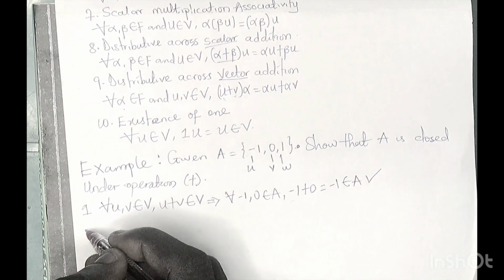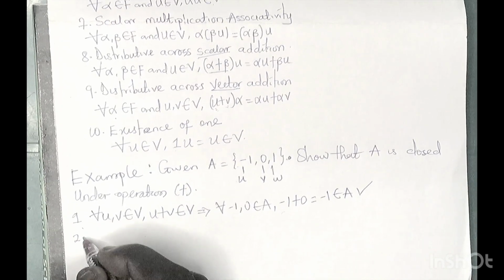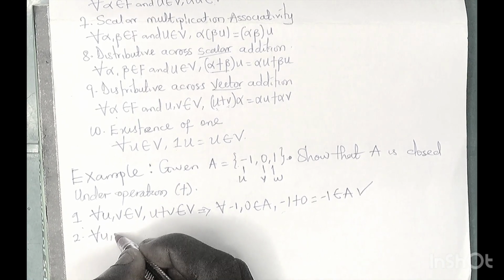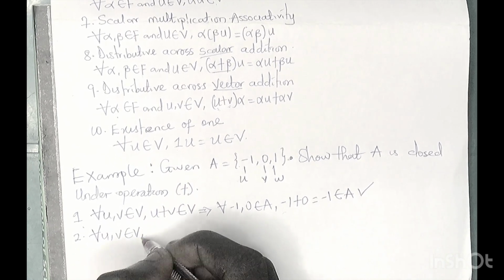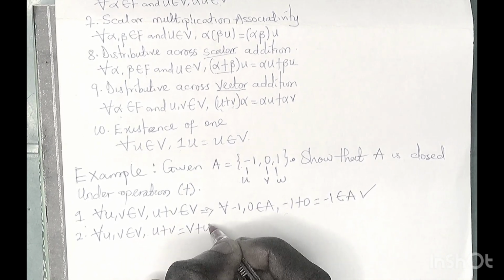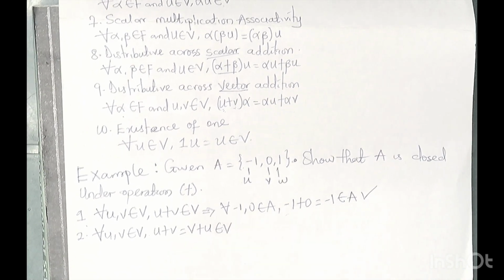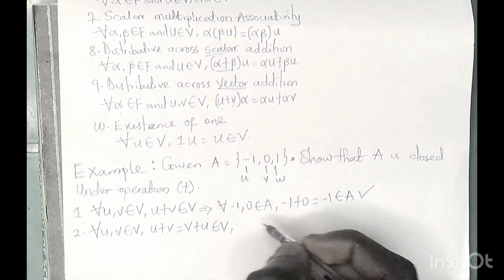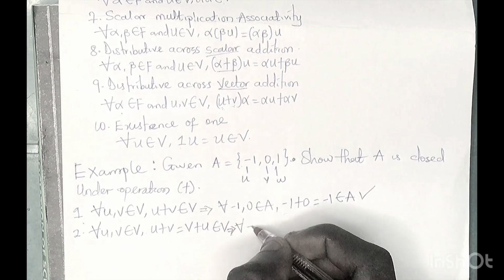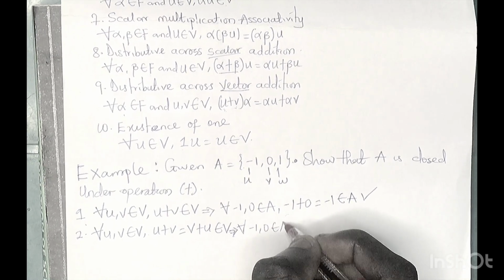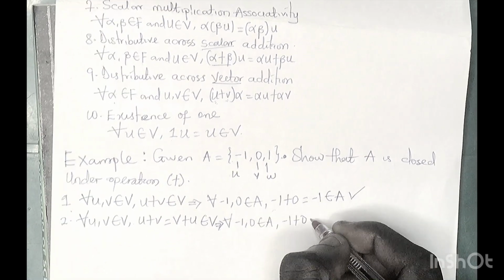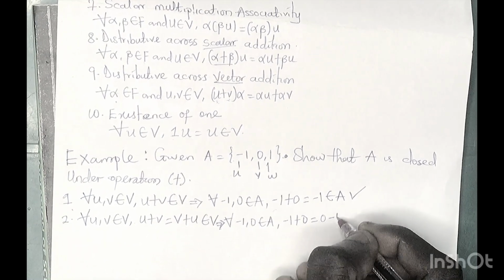So this is number 1. Number 2 now. Number 2 is commutativity. Commutativity states that for every u, v in V, u plus v should be equal to v plus u, which should also be in what? In V. Let us check that. So we can see that for every -1, 0 in A, -1 plus 0 should give us the same thing as 0 plus -1. So let's check.